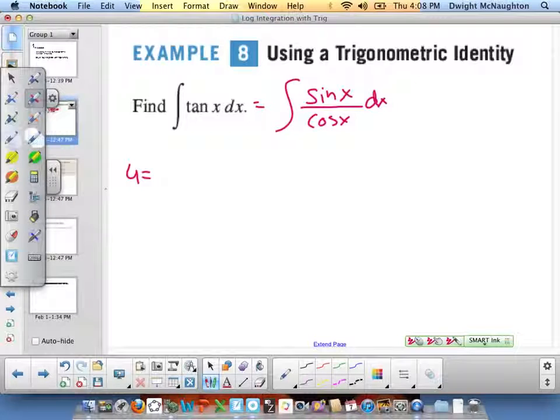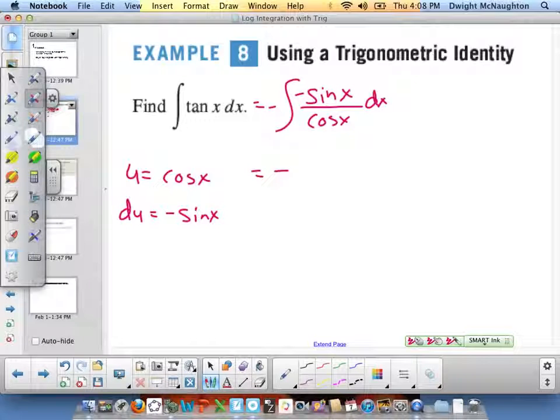I'm going to say u equals my bottom. u is cosine of x. The derivative of cosine is negative sine of x. We almost have that. So I'm going to multiply by negative 1, and I'm going to multiply by negative 1. Negative 1 times negative 1 is 1. I've multiplied by 1. I haven't changed a thing.